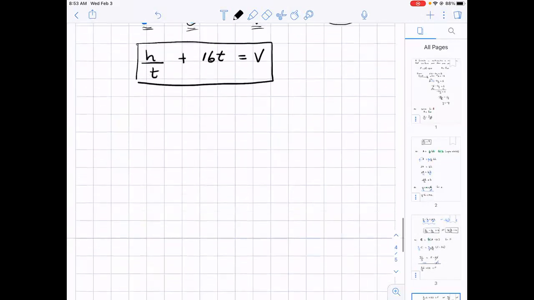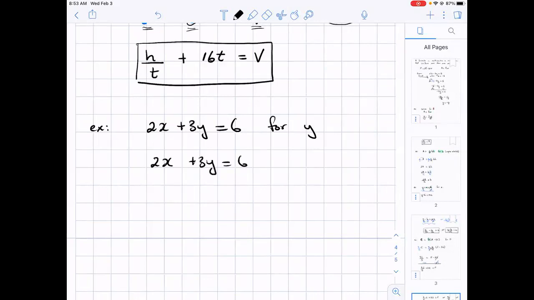Now the same thing can be done when we have a mathematical equation. Okay. If you're given 2x plus 3y equals 6 and you're asked to solve for y, all it means is to leave y by itself. So we'll take the 2x plus 3y equals 6 and we'll minus 2x on both sides. If we do that, this cancels out. We have 3y is equal to minus 2x plus 6.